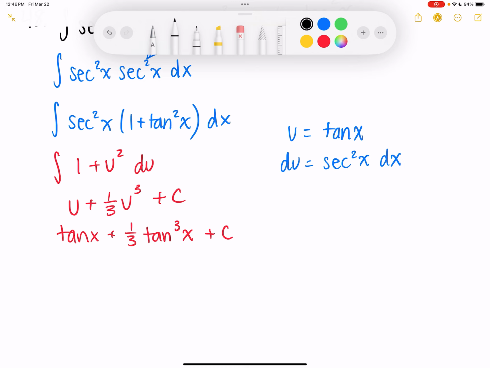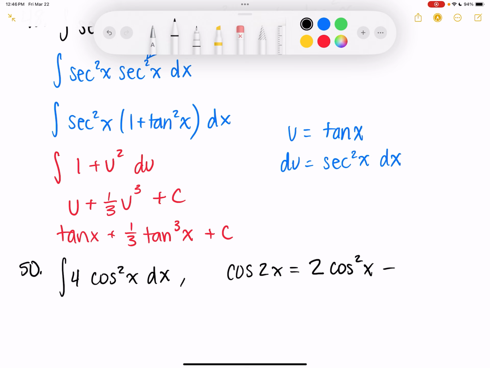So let's see, another one of these, 50, the integral of 4 cosine squared of x dx. And they say that the cosine of 2x is equal to 2 cosine squared of x minus 1.